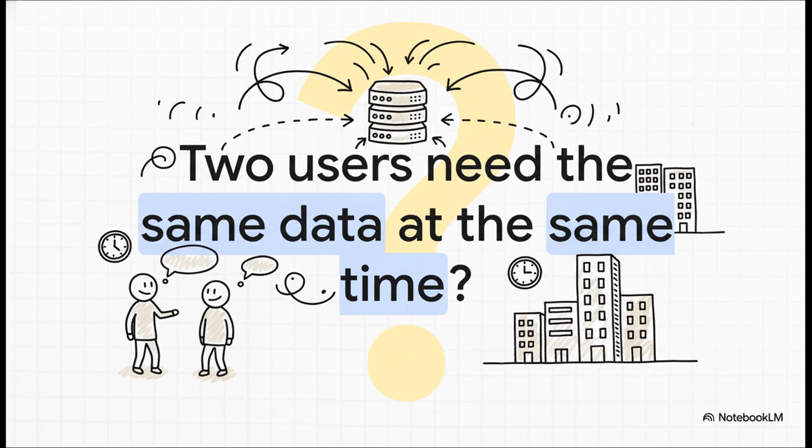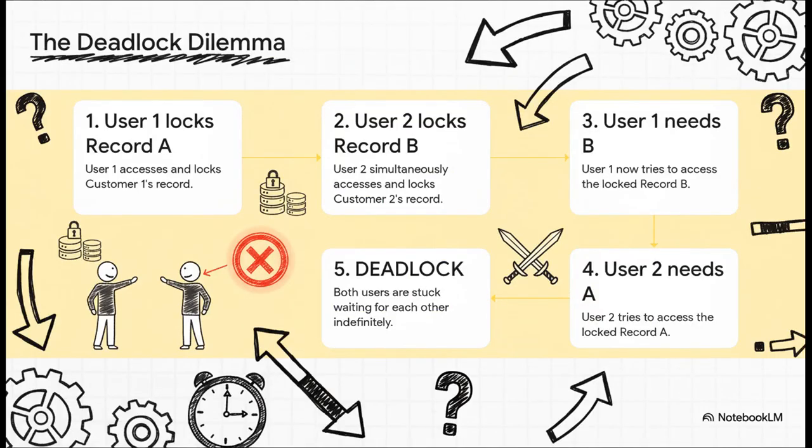But what happens in a really busy system? Let's say you have two different people trying to access the exact same piece of information at the exact same time. This is a super common scenario, and it can cause some real problems. Well, you can run into a nasty situation called a deadlock. Picture this. User 1 locks a record to make an update. At the exact same time, User 2 locks a different record. But now, User 1 needs the record User 2 has locked, and User 2 needs the one User 1 has locked. What happens? They're both completely stuck in a digital standoff, each waiting for the other to release their record.